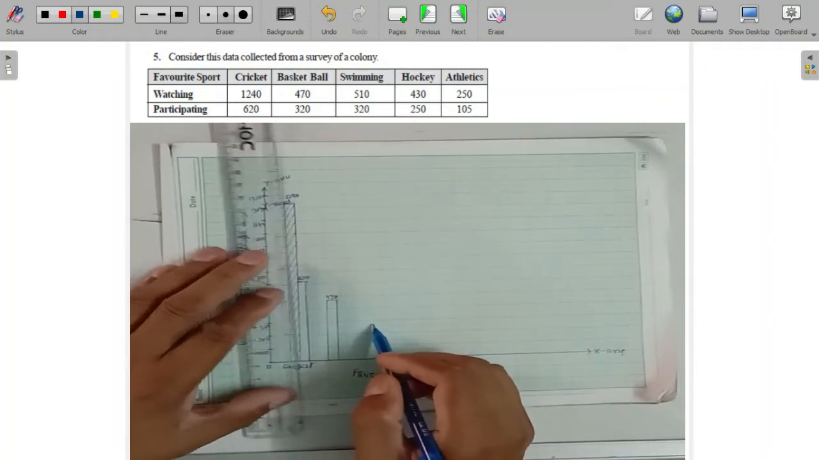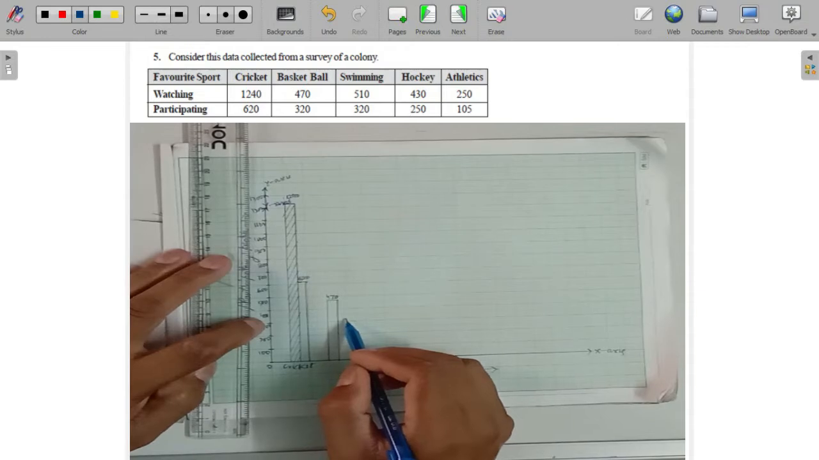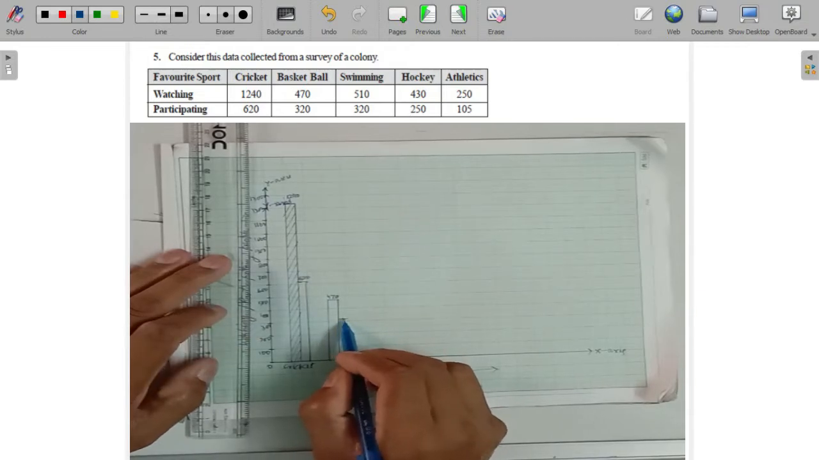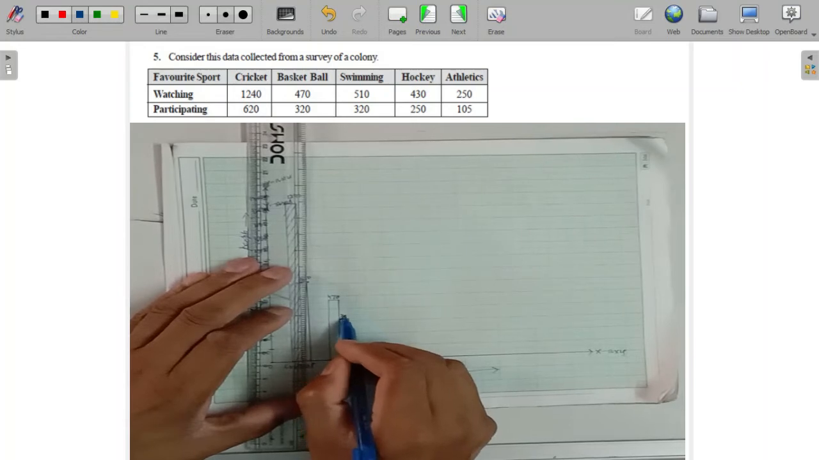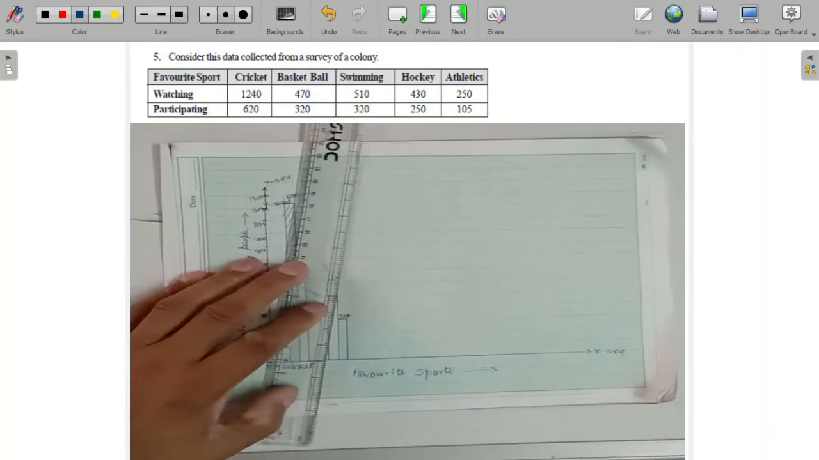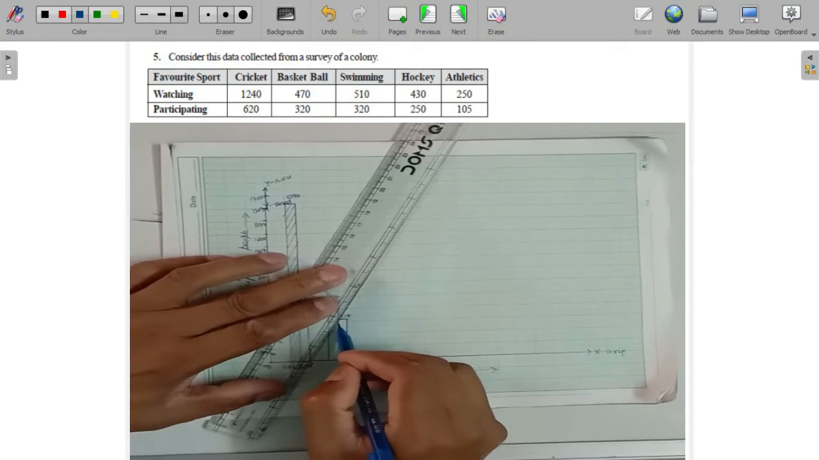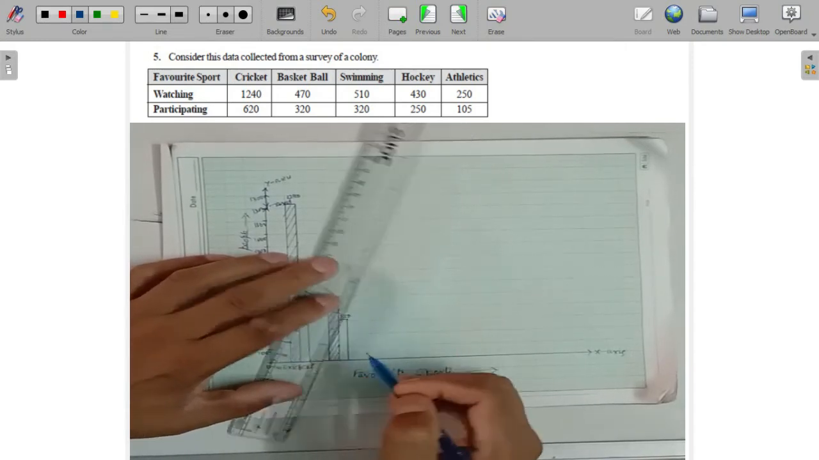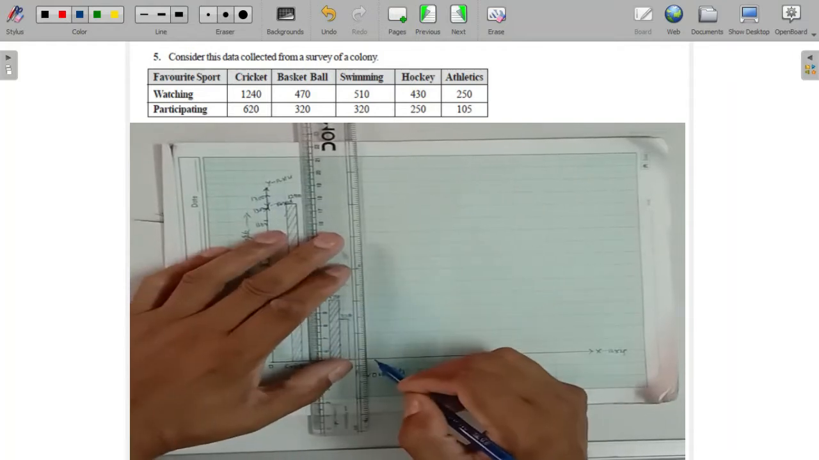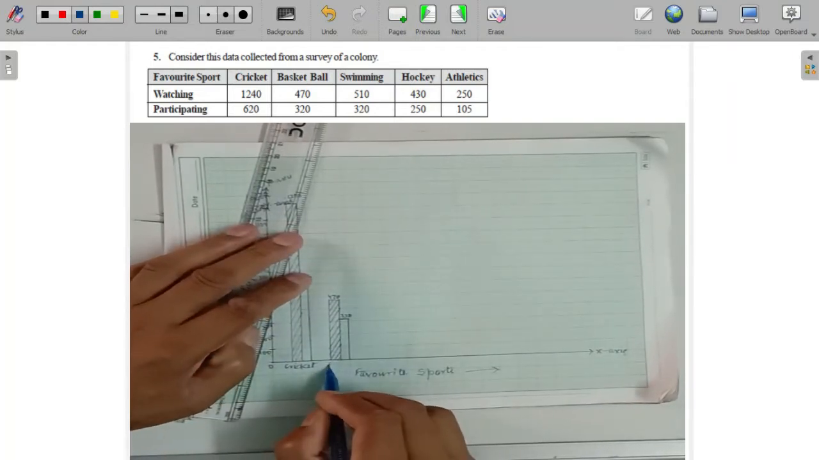Then participating it is 320. After 300, you have to take the second line. Here, join this. Here write down 320. Then set this first rectangle. Then leave one unit, that is one box. Then below write down basketball.